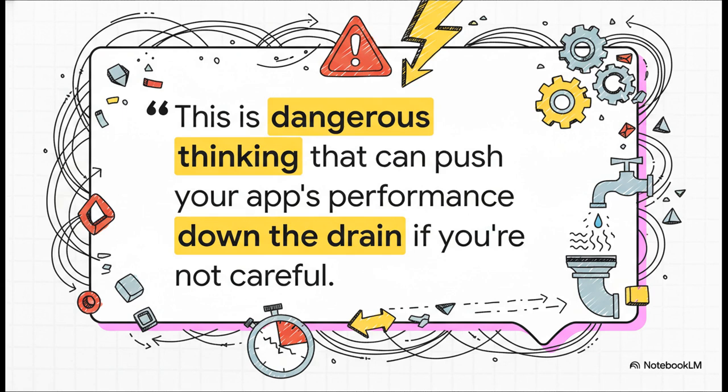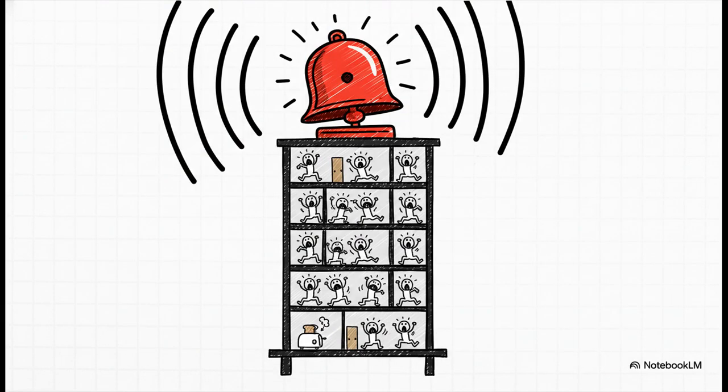And this is a really critical point. Developer Vladimir Klepov puts it bluntly: thinking you can just use context for all your state management is dangerous thinking. He says if you're not super careful, it can absolutely tank your app's performance. So here's the killer. This is the big problem with context. When any value inside a context provider changes, every single component that uses that context re-renders.